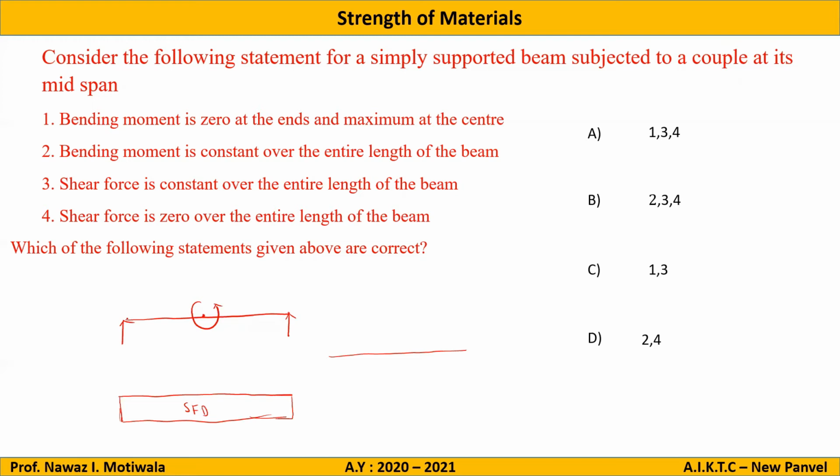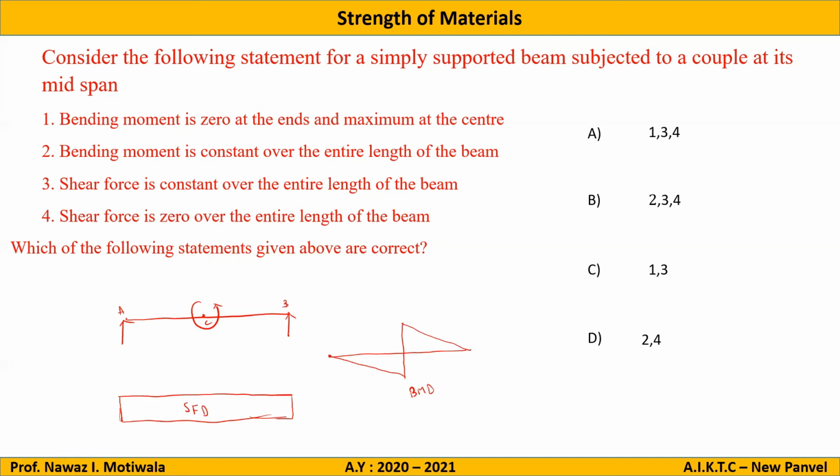And regarding BMD, if I draw, here there is no moment, so it will be zero. Then at point C, there is a couple. Between A and C, if I name it as ABC, there is no load acting, so it will be an inclined line between A and C. At C, there is a couple, so it will change drastically. So it will go up with a vertical line. Between C and B, there is no load, so it will be an inclined line. So this is nothing but your BMD.